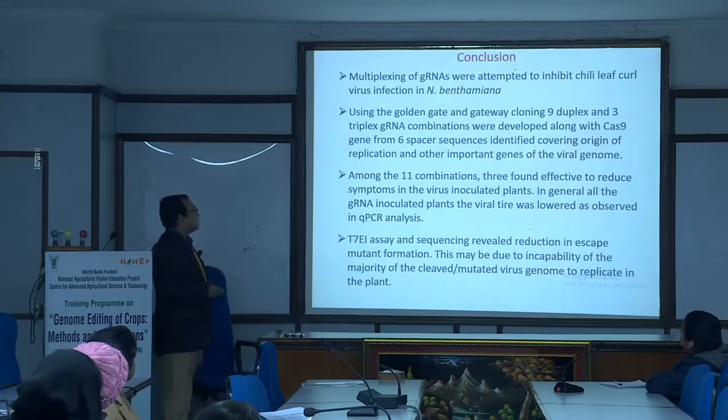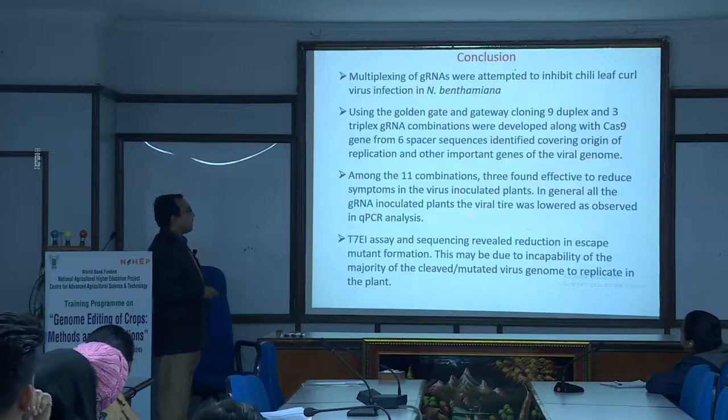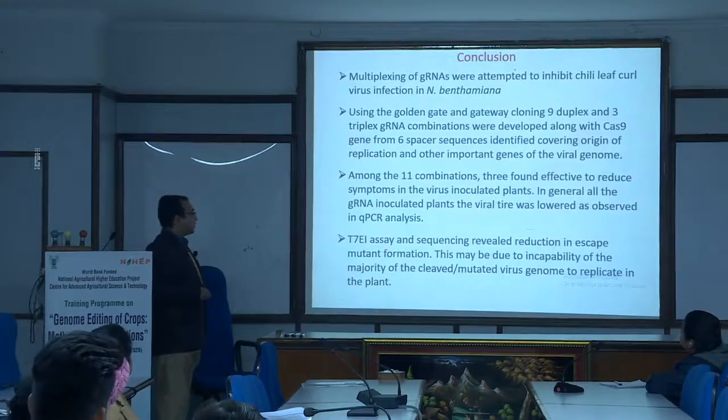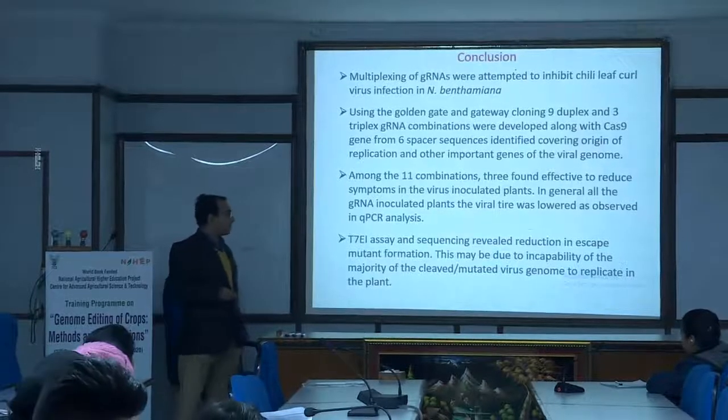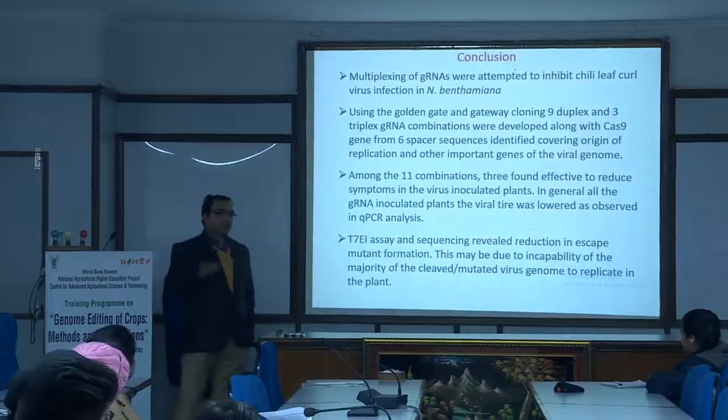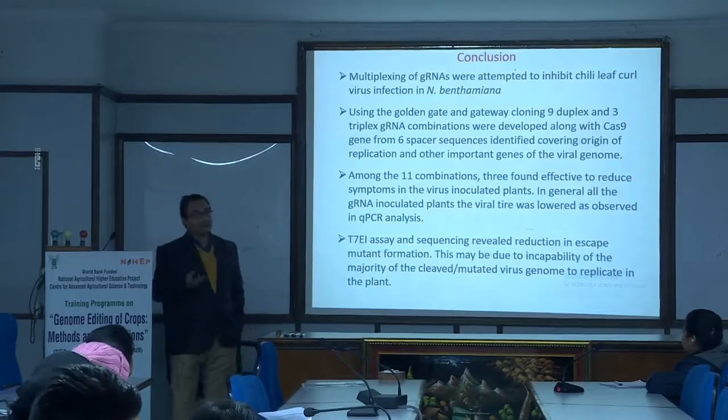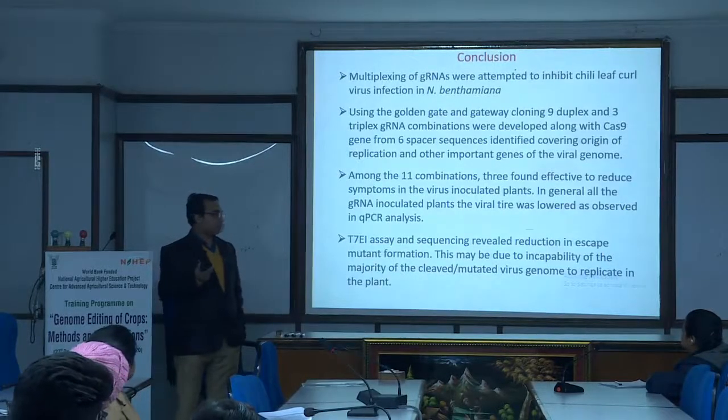So, in general, in all the gRNA-inoculated plants, the viral titer was lowered, as observed in qPCR analysis, and the T7E1 assay and sequencing revealed the reduction of escape mutant formation, and that may be due to the virus, after cutting, not being able to religate and form a significant virus molecule.